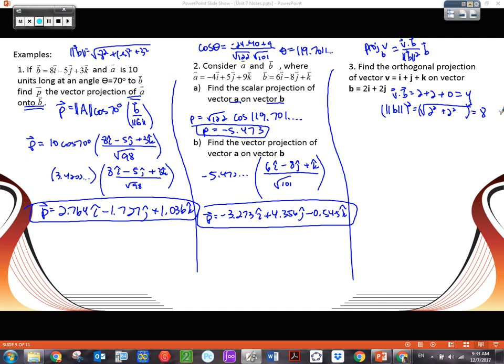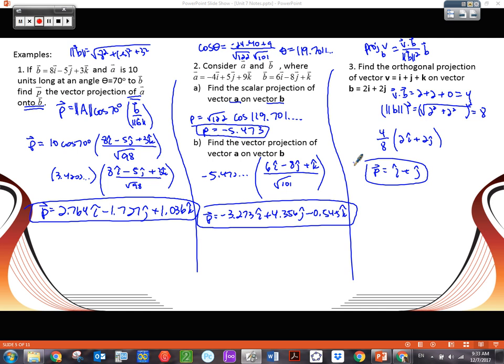So let's use our formula. V dot B was 4, magnitude B squared was 8, and then we multiply it by vector B, which is 2i plus 2j, and then we distribute the scalar, and we get our vector projection is i plus j.